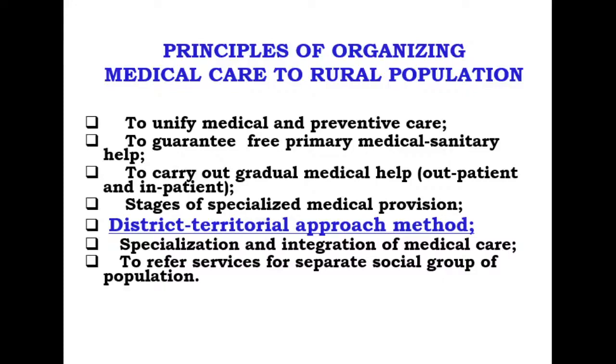But for the rural population, if you compare it with the town population, there are some peculiarities. Primary medical help and specialized medical help have some peculiarities: to unify medical and preventive care, to guarantee free primary medical sanitary help, to carry out gratuity of medical help, outpatient and inpatient. The stage of specialized medical help provides a district territorial approach, methods of specialization and integration of medical care, and service for separate social groups of the population.